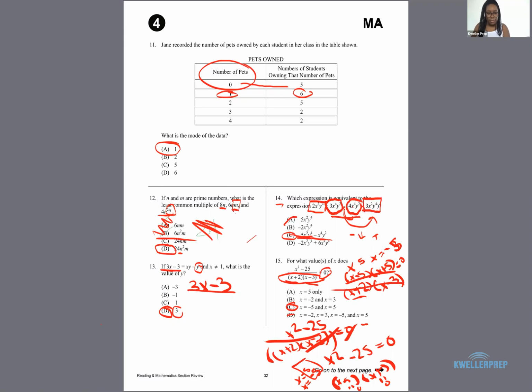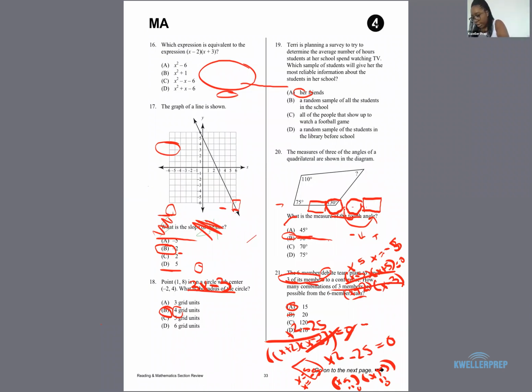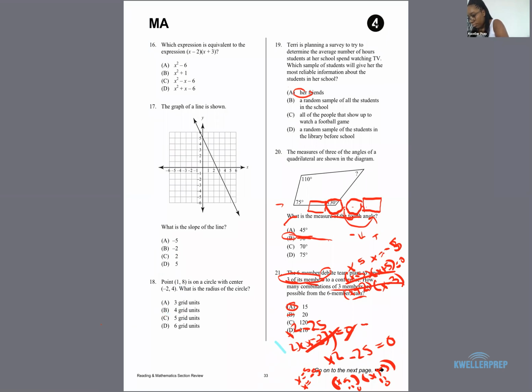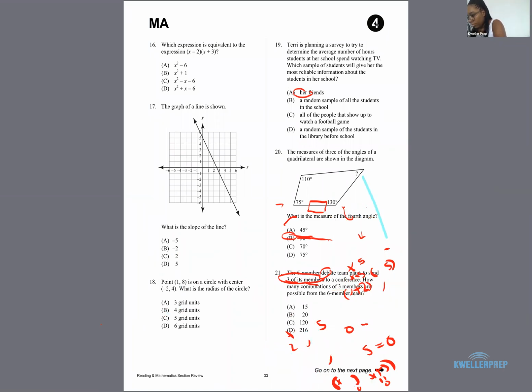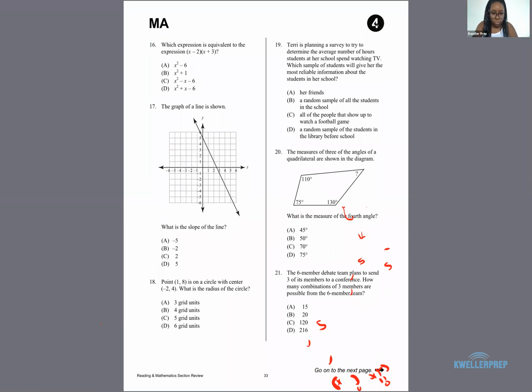Does this make sense, you guys? Yep. All right, cool. Yeah. All right, let me erase, and we're going to keep going. Okay.